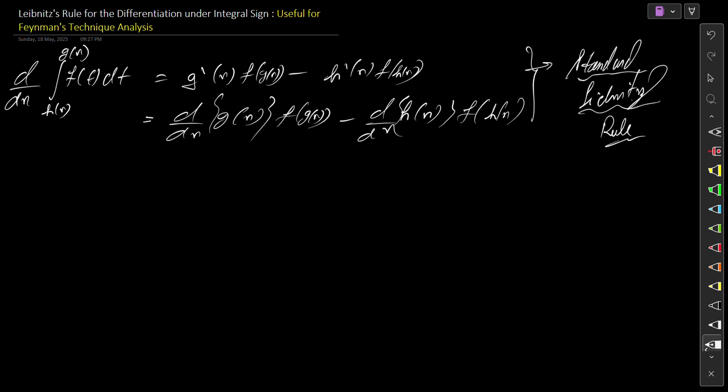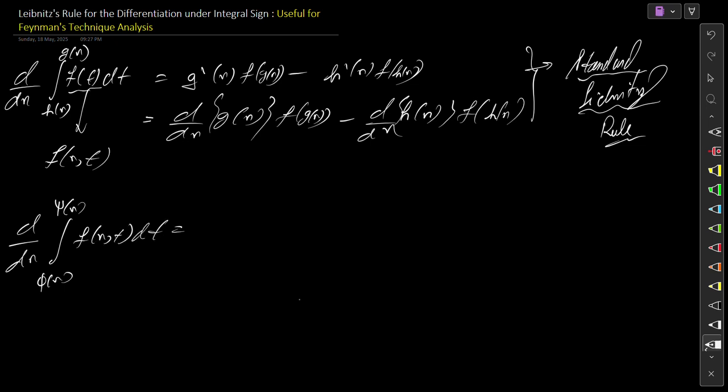But what if this function is not given in f of t? If this function is given in the form of f of x comma t, let us say I need to evaluate the integral from phi of x to psi of x of f of x comma t with respect to dt, what to do in this case? How could I evaluate it? Basically, in this case, one more step would be counted extra, and all the other things would be exactly the same. And it should be noted very carefully.